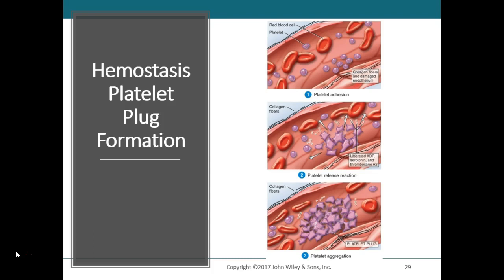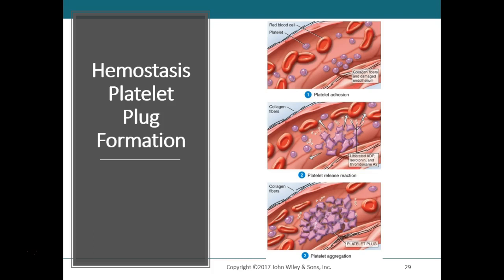You've got your normal undamaged blood vessel in the image at the top, and the platelets and the blood and everything are flowing through nice and smooth because you've got that undamaged endothelium. But then something happens, and once that tissue is damaged, collagen fibers are exposed, and the platelets that were just flowing along now start to aggregate. They stick onto that damaged tissue, to that exposed collagen.